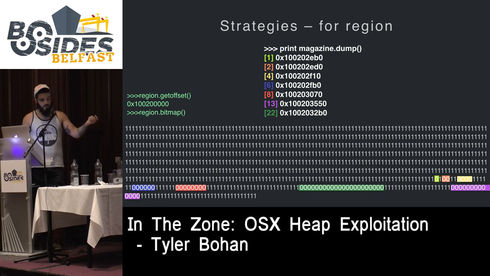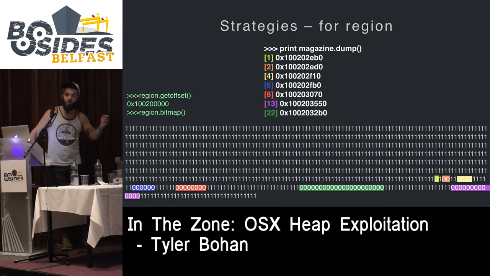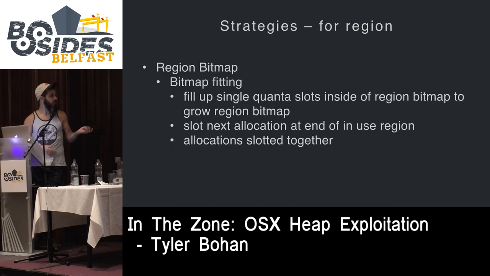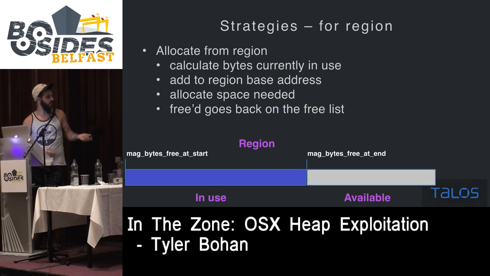Alex Sotirov came up with the idea of heap feng shui in 2006. The whole idea behind that is you flatten the heap. You're going to flatten the entire heap, and then every allocation you make after you flattened it is going to be next to each other. That's just the way it works. If I flatten it, there's nowhere else for it to go. As we said before, where's it going to come from? It's going to come from the magazine's free end. So if I flatten this entire thing, it's all in use, and I allocate two objects, they're going to be right next to each other because they both came from the same part in the region.